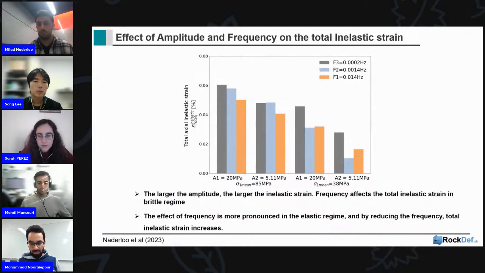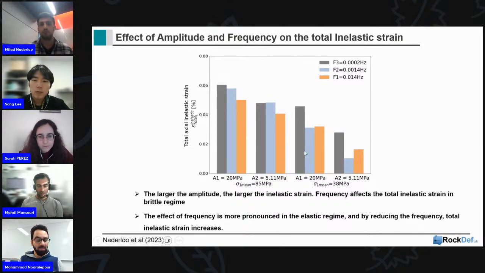So I directly jump to the cherry on top of the cake, the result that gives a total picture. Here in the left-hand side, we can see total axial inelastic deformation, that is, how much we could compact our reservoir rock with different amplitude and different frequency. Of course, at first look, as we expected, the larger the amplitude, the more damage you are inducing inside your sample, and the higher the stress regime, again, the more inelastic deformation. But what is really important is that if you lower the frequency of the cycles, you are inducing more inelastic deformation in your system, and it is really pronounced even in the elastic regime.